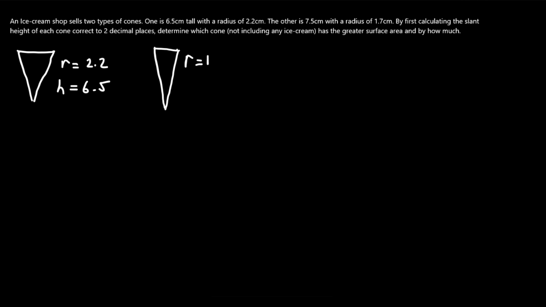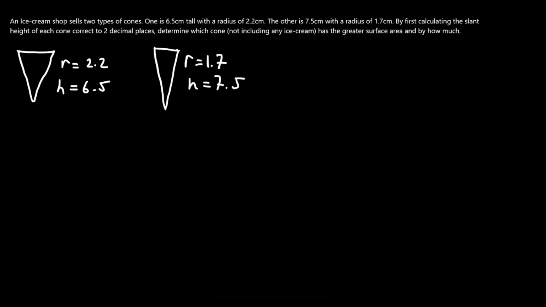Okay, so for any geometry question, if possible, it's always good to draw a diagram. So these are cones. So if we draw an upside down triangle like this, the first one we have a height of 6.5 and we know its radius is 2.2. The other cone, it's a bit skinnier and it's a bit taller. And the radius of that one is 1.7 and its height is 7.5.